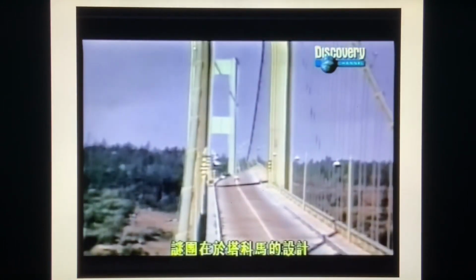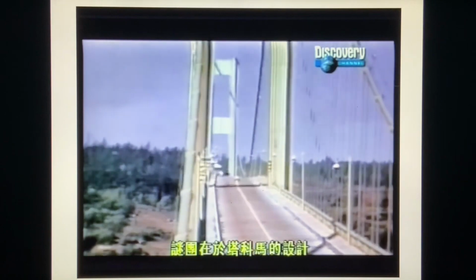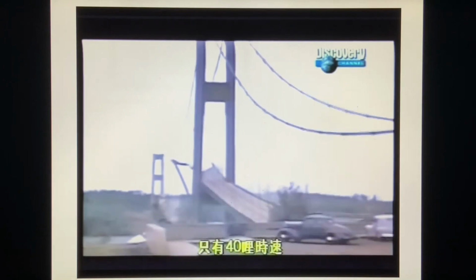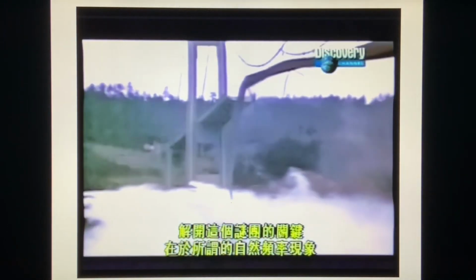The mystery lay in the fact that Tacoma was designed to withstand 120-mile-an-hour winds. Yet the wind speed on the 7th of November 1940 was only 40 miles per hour. The key to unlock this mystery would be found in a phenomenon called natural frequency.